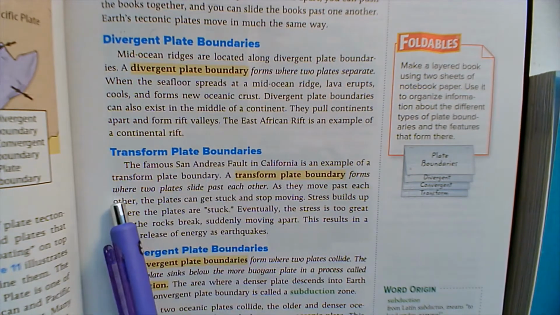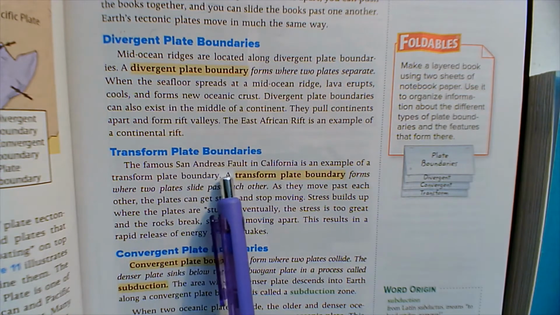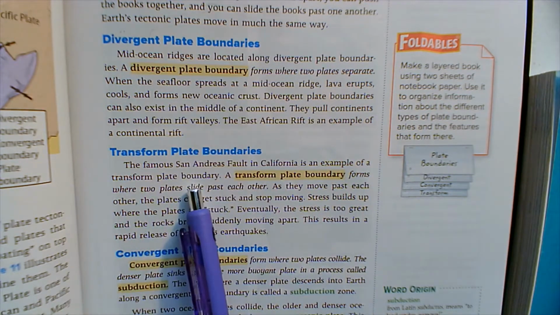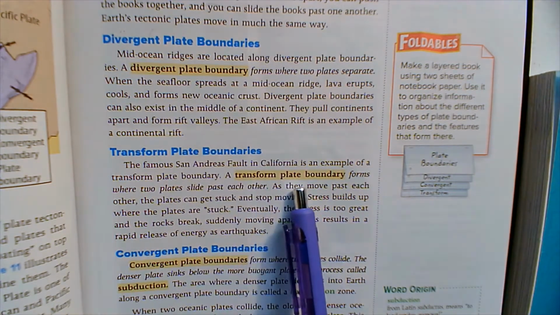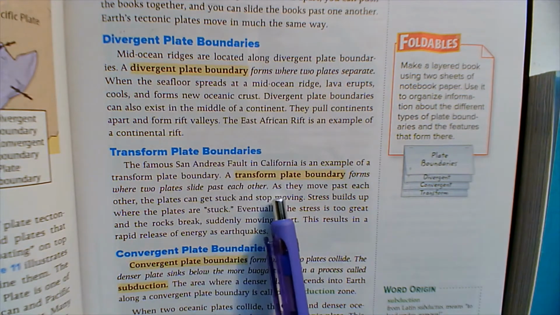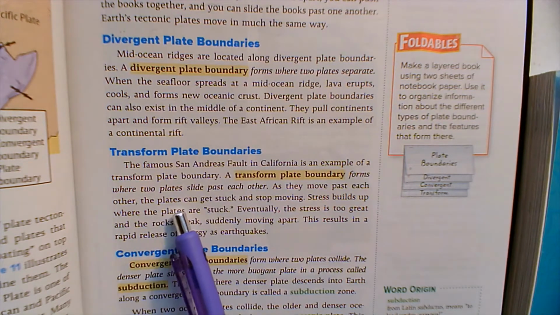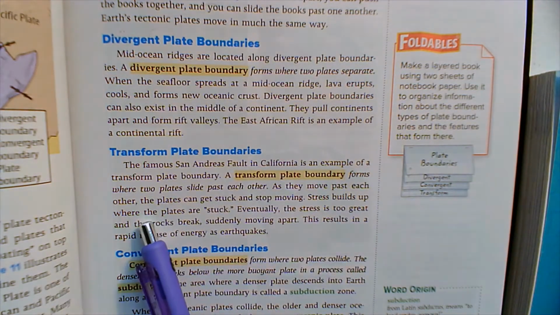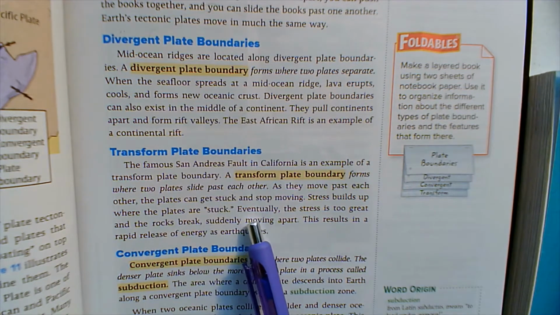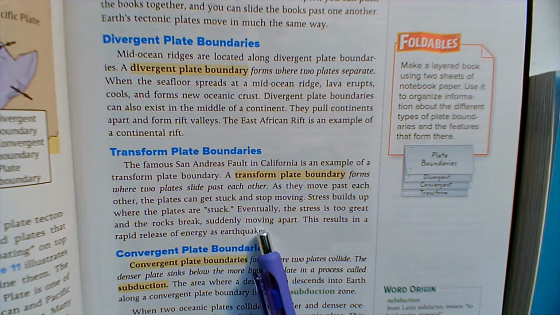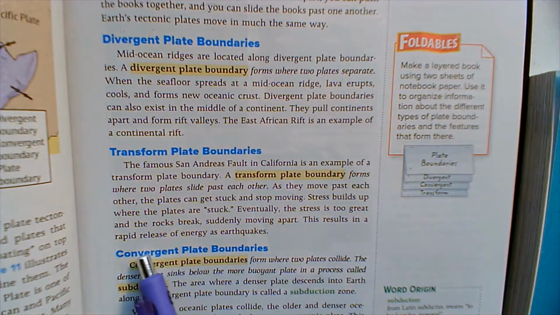Transform plate boundaries. The famous San Andreas Fault in California is an example of a transform plate boundary. A transform plate boundary forms where two plates slide past each other. As they move past each other, the plates can get stuck and stop moving. Stress builds up where the plates are stuck, and eventually the stress is too great and the rocks break, suddenly moving apart. This results in a rapid release of energy as earthquakes.